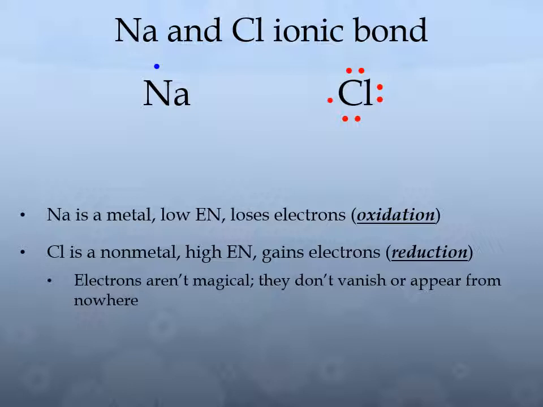Anybody see a place on the chlorine where that one electron fit pretty nicely? How about this empty space right there? Does it seem like it would work? Say abracadabra, and our electron jumps from the metal sodium, pulled by the stronger electronegativity of the nonmetal chlorine.